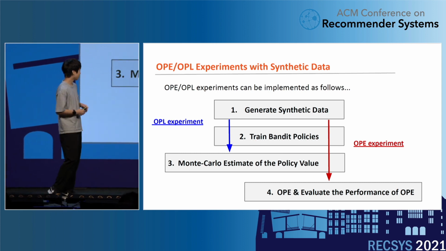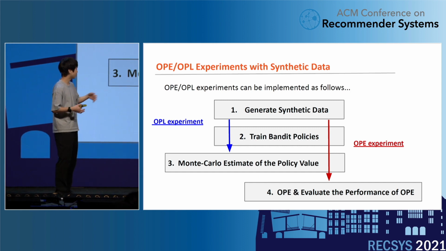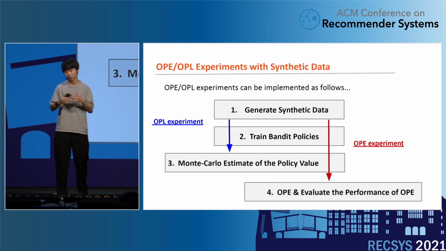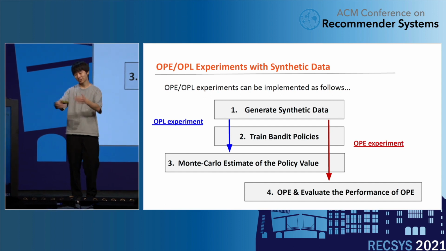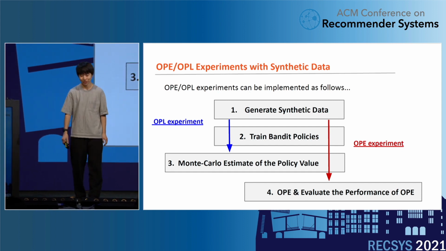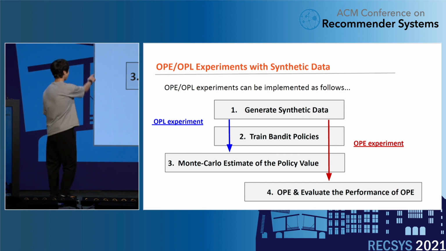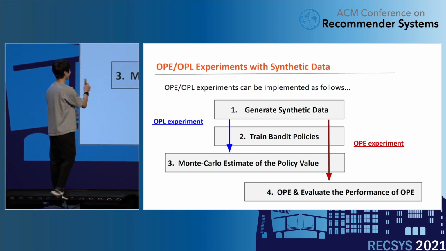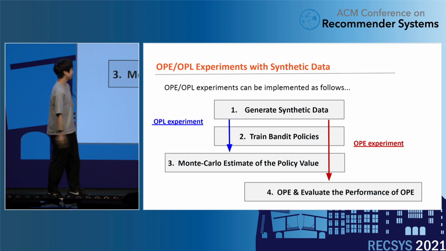We can very accurately estimate or approximate the true policy value because we know the data generating distribution when we use the synthetic data. So we can just use this policy value to compare the different policy learning methods, right? So that's it for the policy learning experiment.